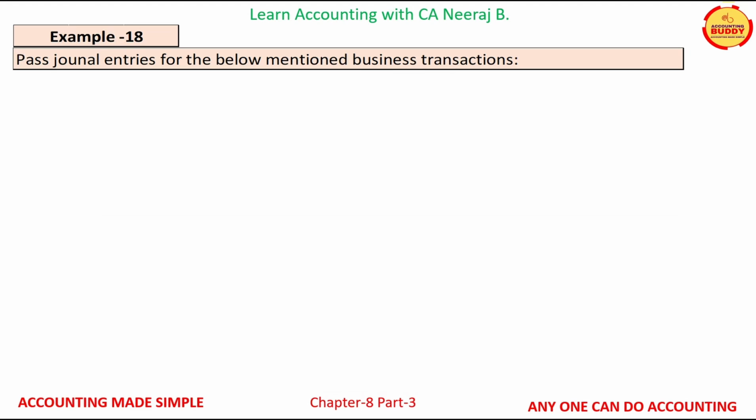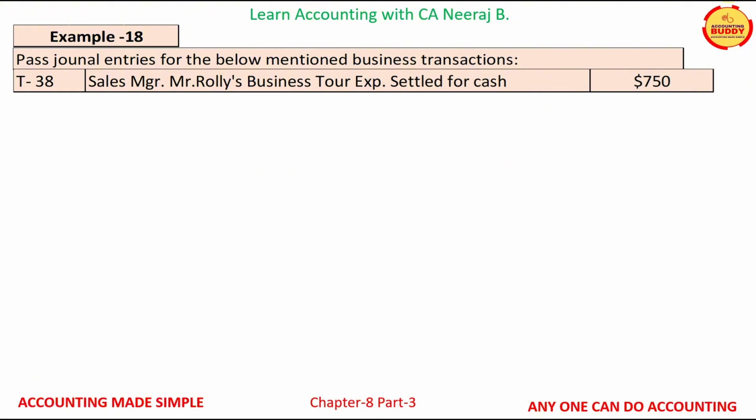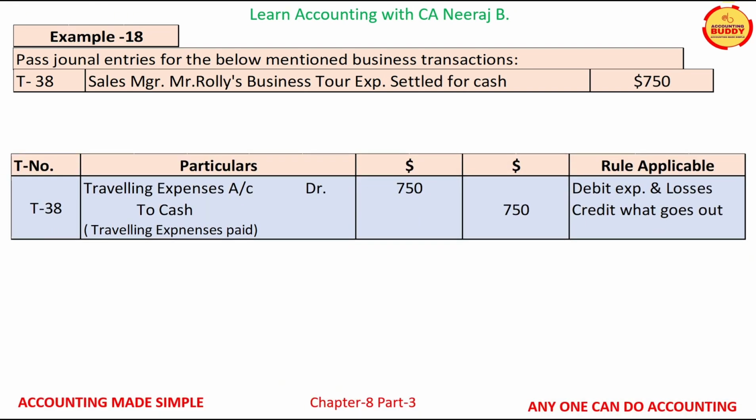Another illustration on your screen is passing journal entries for the below mentioned business transactions. Transaction T38 is sales manager Mr. Rowley's business tour expense of $750 settled for cash. The two accounts affected are travel expense account and cash account. Travel expense of sales manager being the business expense is debited as per the nominal account rule of debit all expenses and losses. Cash is a real account and the rule for real account is credit what goes out. Therefore, this transaction is recorded for $750 by debiting the traveling expense account and crediting the cash account.